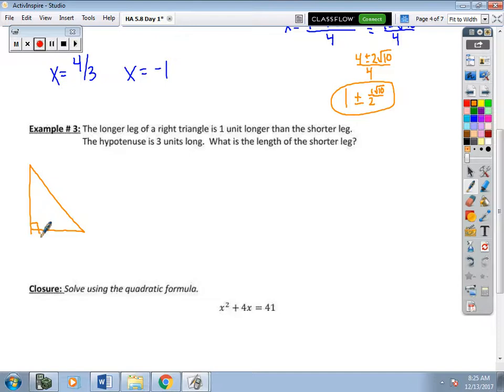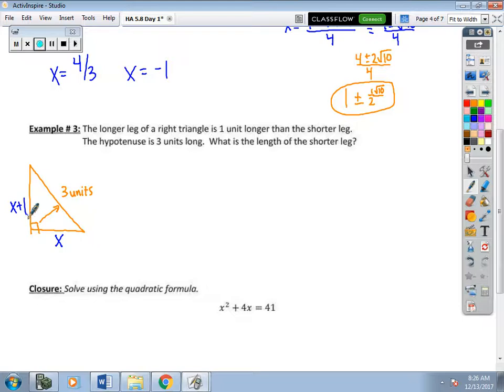Now they do tell me the hypotenuse is 3 units long. Remember, the hypotenuse is the longest side, which is across from the right angle. Now they tell me that the longer leg is 1 unit longer than the shorter leg. So what kind of expressions could I write to represent the two legs? The shorter leg x and then the longer leg x plus 1. Good. Or you could do the longer leg is x and the shorter leg is x minus 1, but that's not the easiest way to do it. One of them is x, the other one is x plus 1.